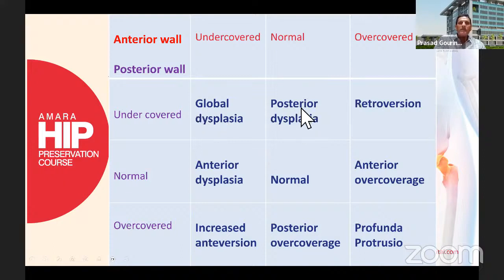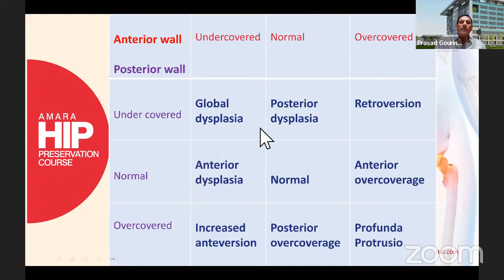But if the anterior wall is overcovered and the posterior wall is undercovered, that means the acetabulum is turned backwards. That's true retroversion. Some people use the word retroversion for every crossover sign. That's not correct because true retroversion is posterior deficiency and anterior overcoverage.